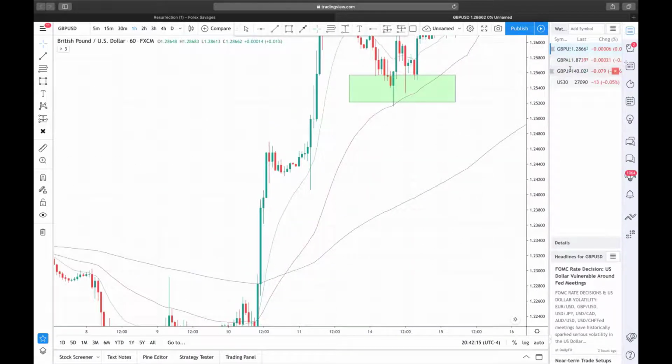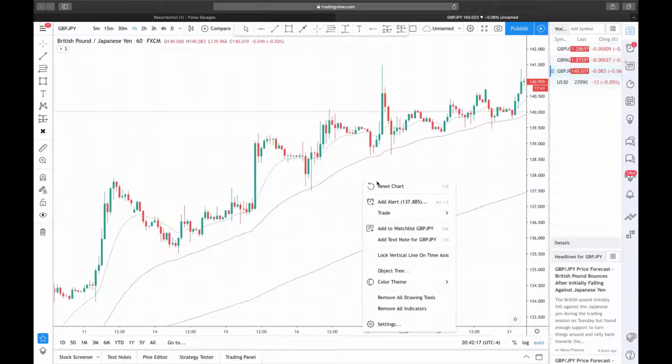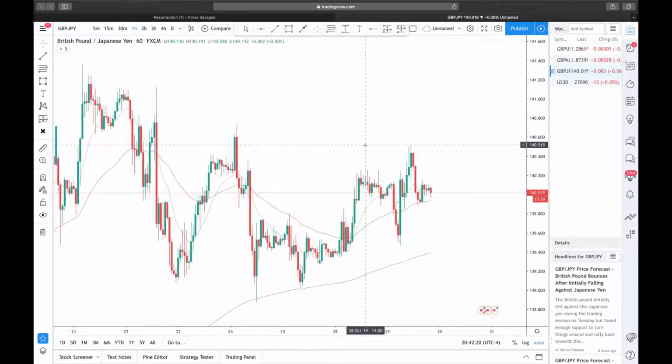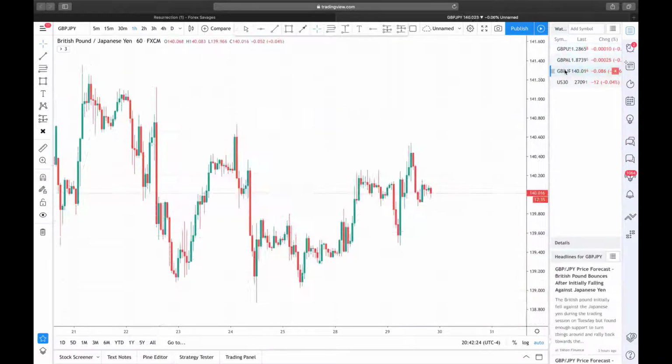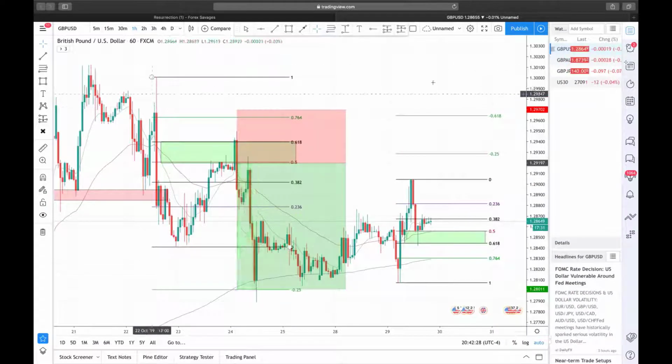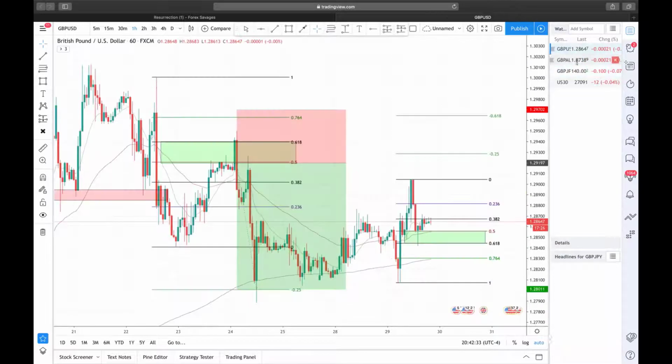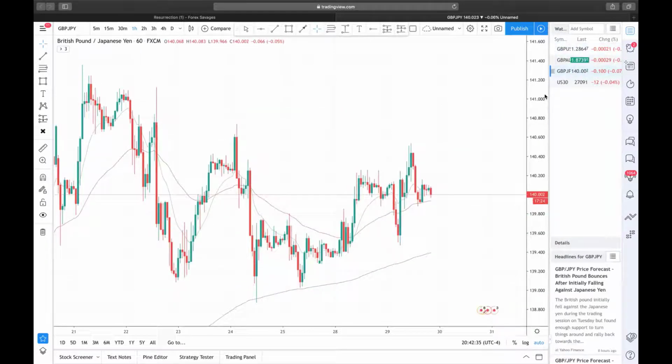Actually, let's go to GBP JPY. I'm going to give you guys a little secret in here. GBP JPY and GBP USD. Look at this. They literally work in correlation. I'm going to do this one more time fast. It's literally cheating, because you're catching the same setups on this pair as on the other.